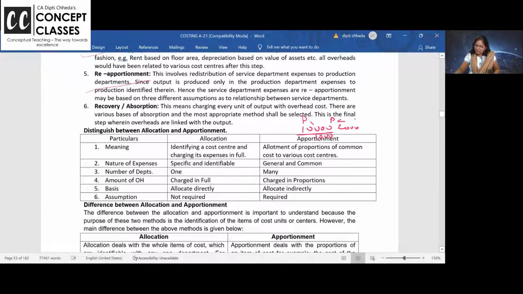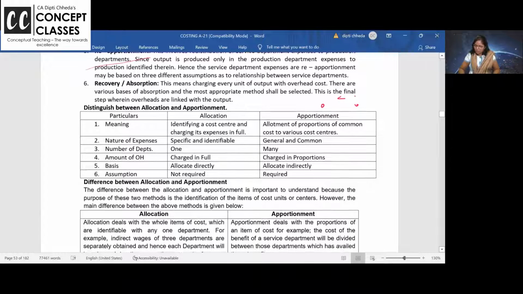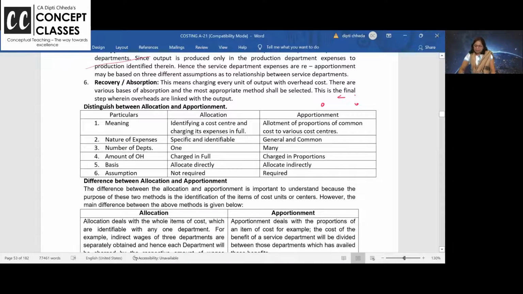This is a theory question asked many times in the exam. Distinguish between allocation and apportionment. Allocation is to identify the center and charge the cost. Apportionment is a common expense which you charge on some basis. This is specific, this is general. Allocation is done one time. Apportionment is done for many production departments. Allocation is charged fully to one particular production department. Apportionment is charged in proportions.